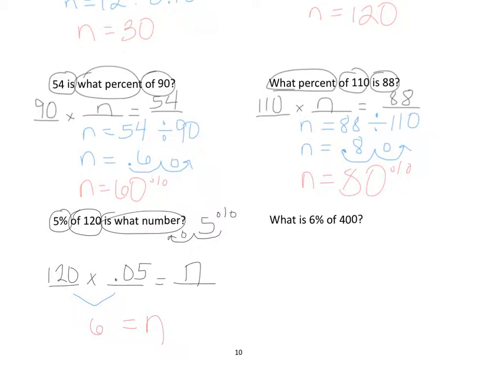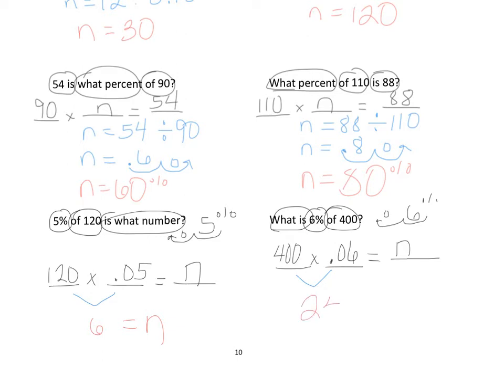What is 6% of 400? Well, we know when we go to solve this, we have to convert 6% to a decimal. We move it 2 spaces to the left, so the percent is going to be 0.06. Of 400 indicates that that's going to be our whole amount, our total. And where it says what is tells us that our variable is going to go on the other side of the equal sign. So now all we have to do is multiply 400 times 0.06 to give us that n is equal to 24.